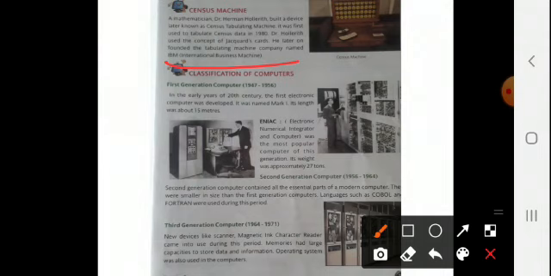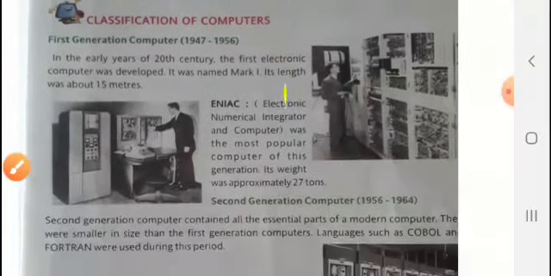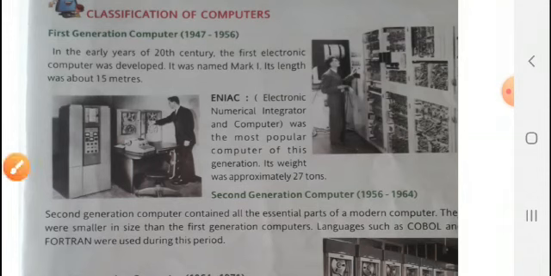Our next point is classification of computer. There are totally 5 generations of computer. One by one we will see about them. So first of all, the first generation computer.